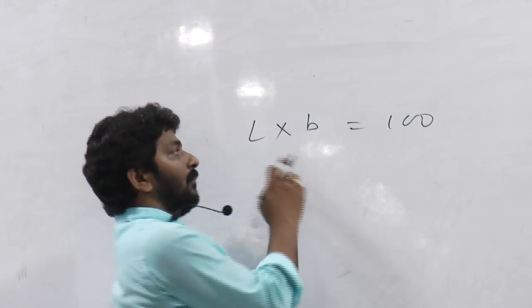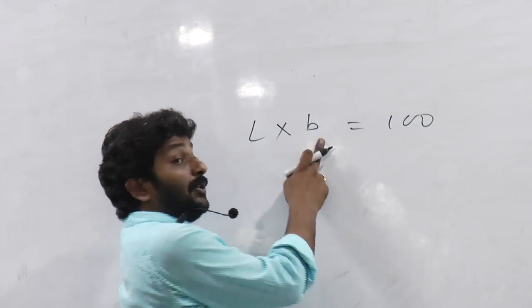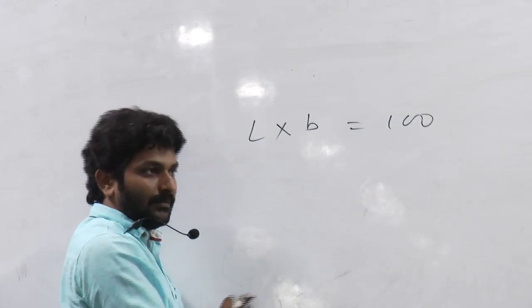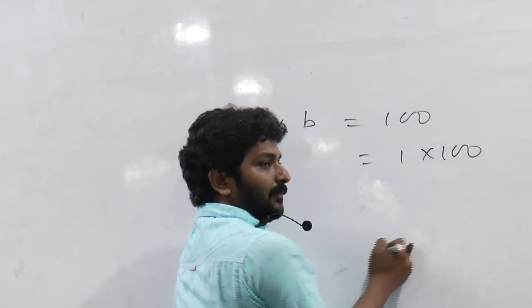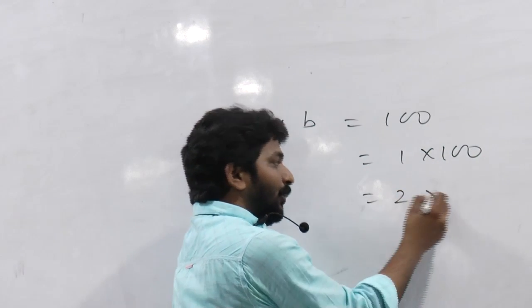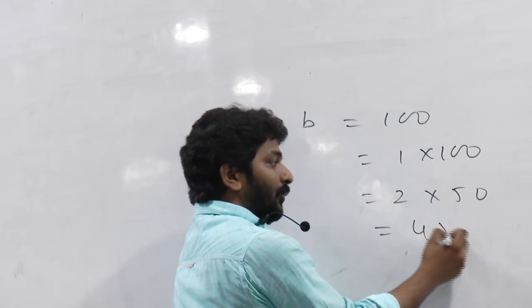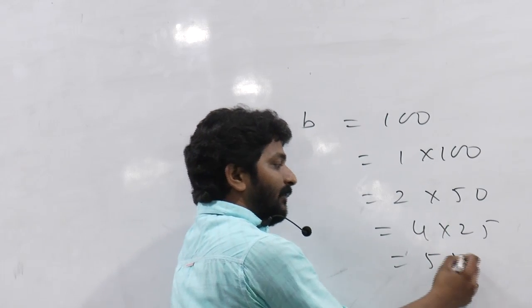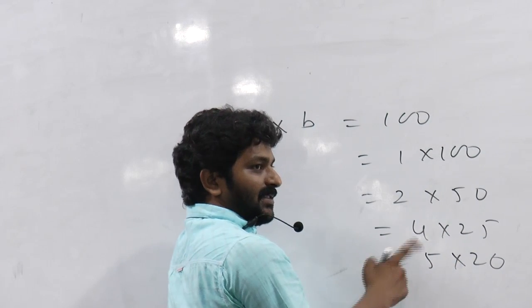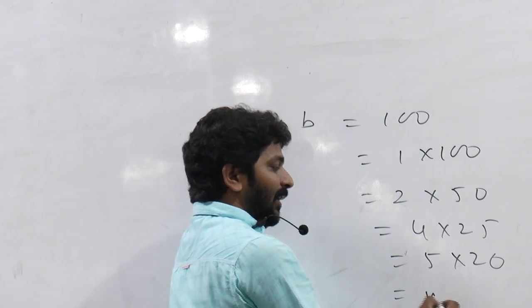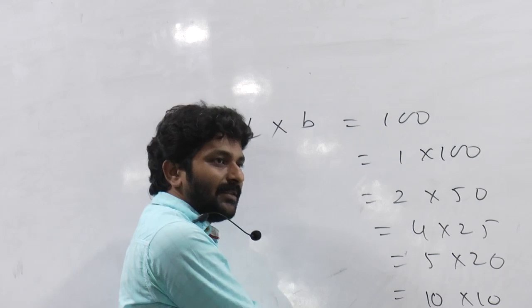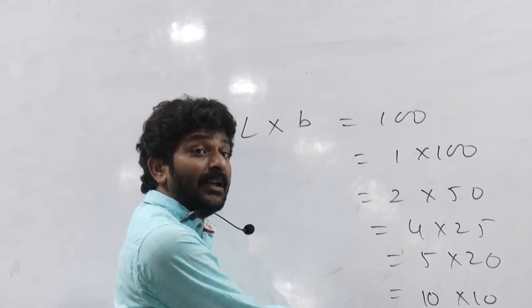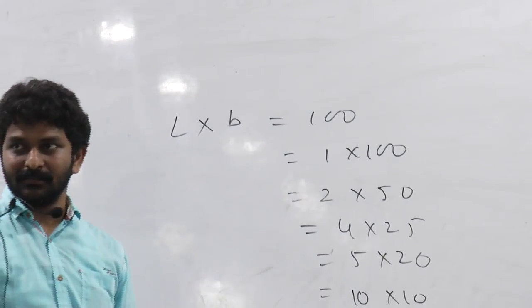Okay? Now, using this, will you get unique values for length and breadth? No. Let me write the combinations first. 1 into 100, 2 into 50, 4 into 25, 5 into 20, and 10 into 10. Can this be your answer? No, because length cannot be equal to breadth.